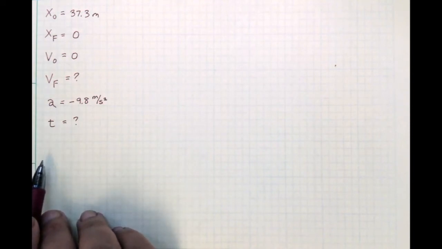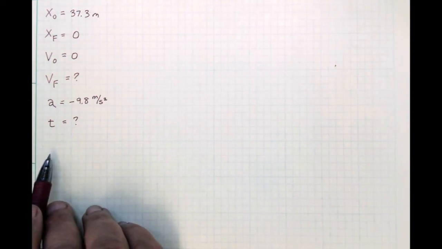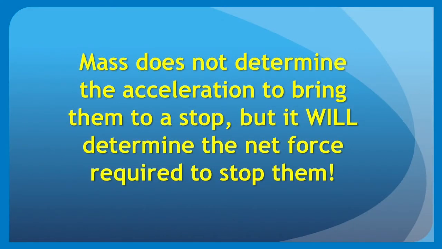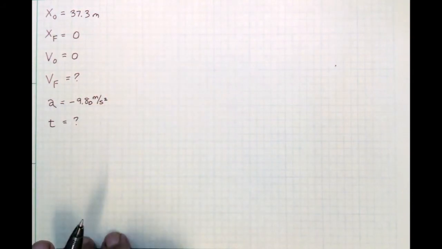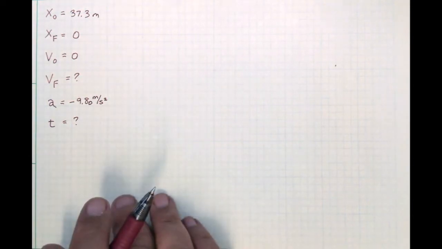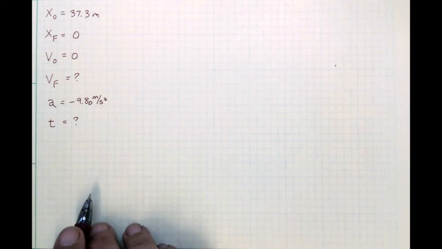Now note, they will reach the ground at the same time because we are neglecting air resistance, and in the absence of air resistance, a free-falling object has the same acceleration regardless of its mass. Let's call this acceleration 9.80 so that we can retain 3 significant figures for this exercise. So they will both have the same free fall acceleration regardless of their mass, so they will both hit the ground at the same time.